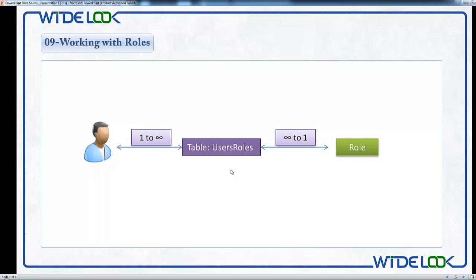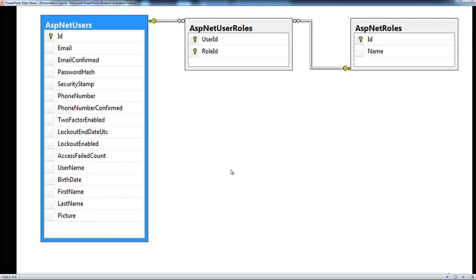If you want to see how this relationship looks in the database, this is how it looks. There are three tables: the users table, the roles table, and this table which is connecting both of them, the users roles. So let's start our practical work here.